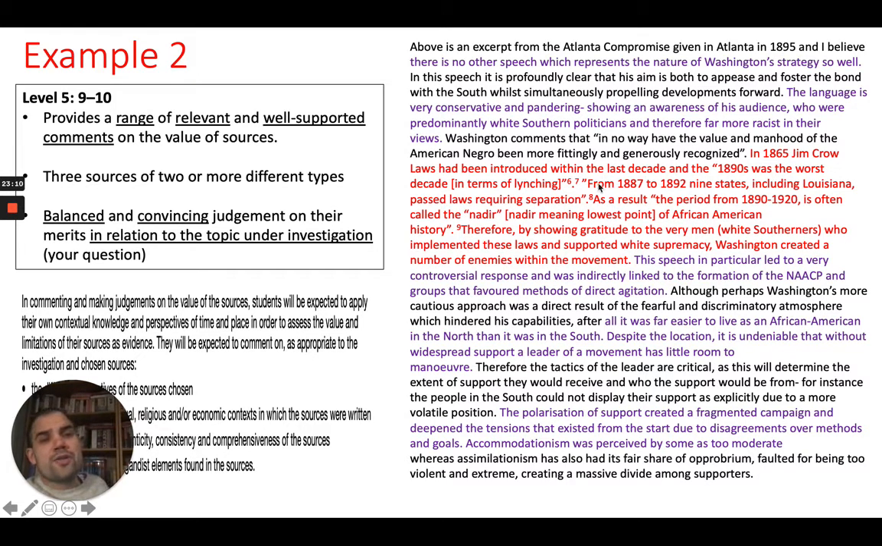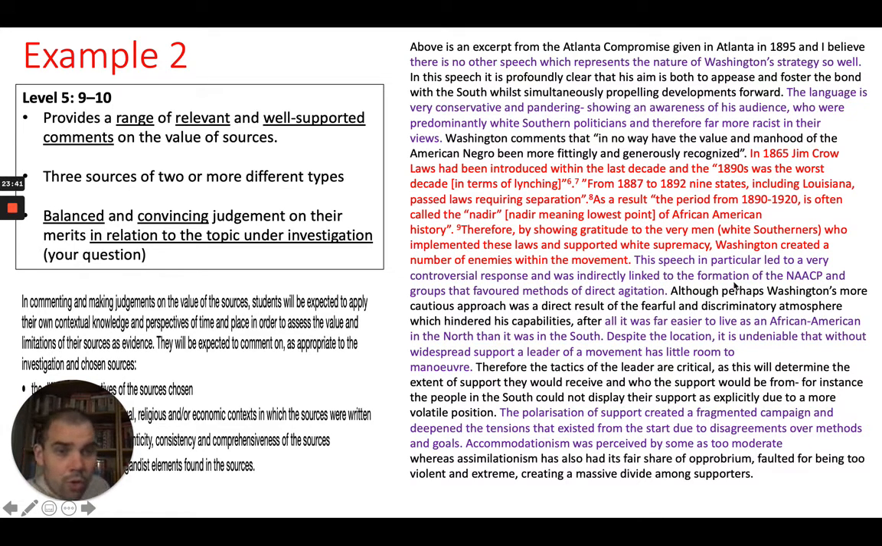So she's showing that she understands the context of this speech, both in terms of the context in which Washington is making the speech, but then also the wider historical context, and then being able to link that to, okay, so why did this speech lead to such big divisions in the African American freedom movement at the time? So this speech in particular led to a very controversial response and was indirectly linked to the formation of the NAACP and groups that favoured methods of direct agitation. So you could argue that's actually more like red, that's more knowledge of the context to comment on the value of it.